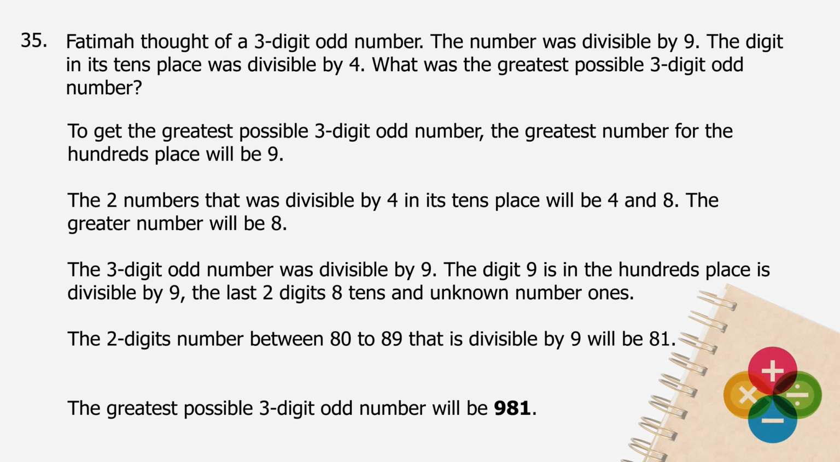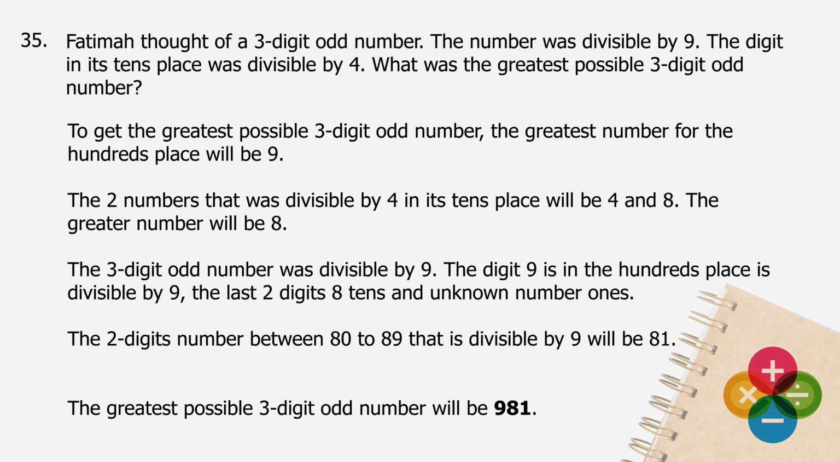In order to get the greatest possible 3-digit odd number, the greatest number for the hundreds place will be a 9. The two numbers that were divisible by 4, in its tens place will be 4 and 8. The greater number will be 8.